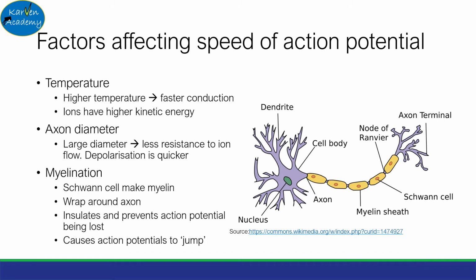In the peripheral nervous system, a special type of nerve cell called a Schwann cell makes myelin, which is essentially a fatty substance. It wraps around the axon and insulates action potentials. This prevents them from being lost along the axon. Remember that some axons can be over a meter in length, so a miscommunication will be bad. Furthermore, myelination causes action potentials to jump, quite literally, and this is called saltatory conduction, which we'll look at next.